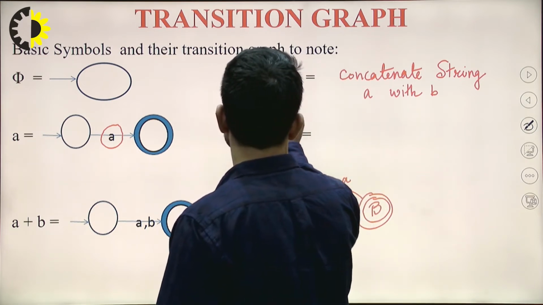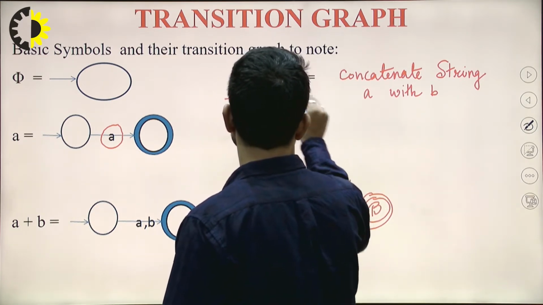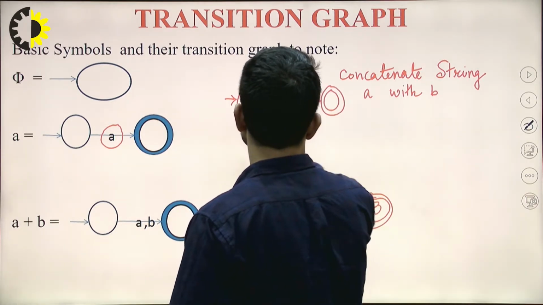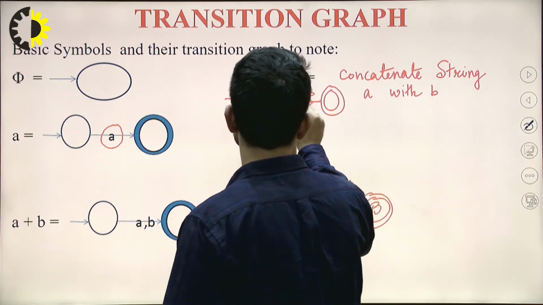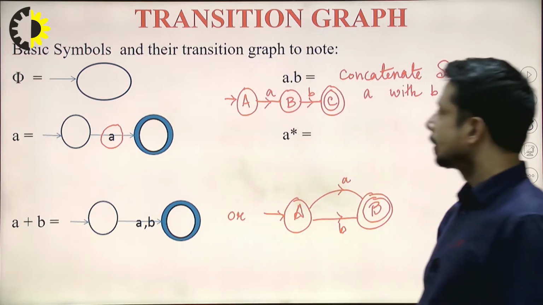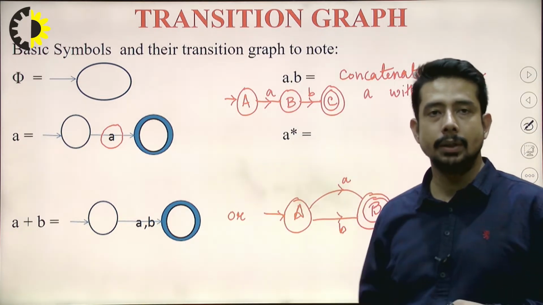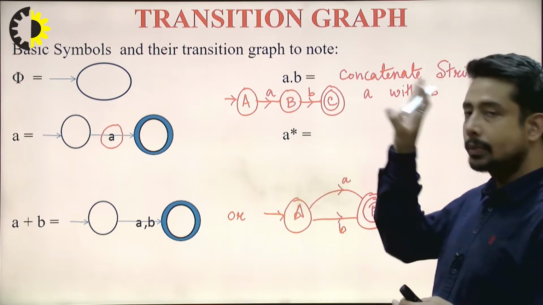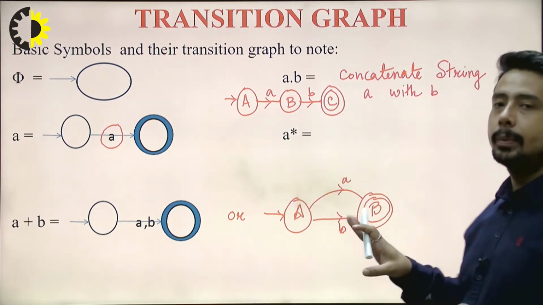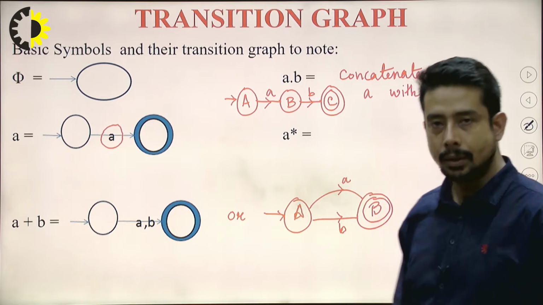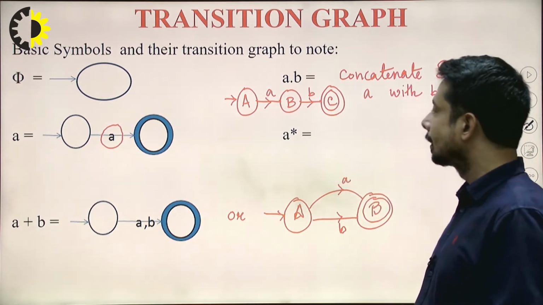Initial state, one transition will be for A, and another for B. So let me name it as A as the initial state and C as the final state. So A dot B. If I have A dot B dot C or ABC, then A is one transition, B another transition, and C will be another transition, and thereafter the C transition will reach the final state. Clear?